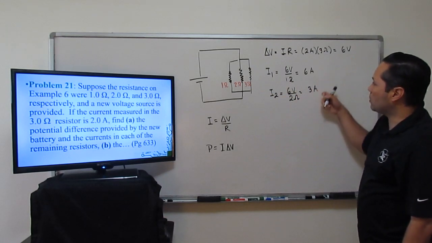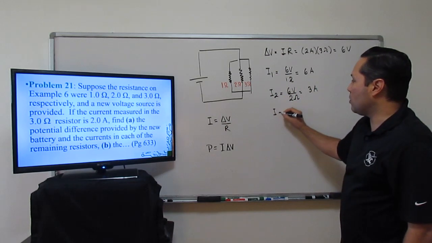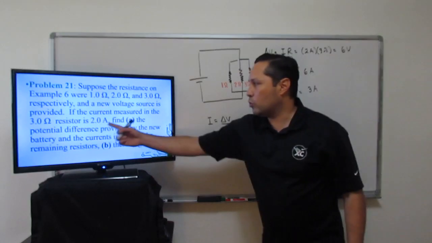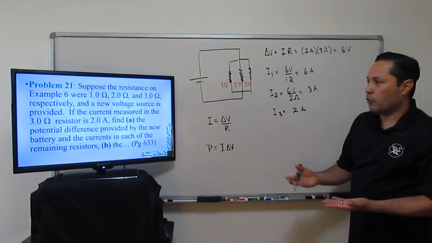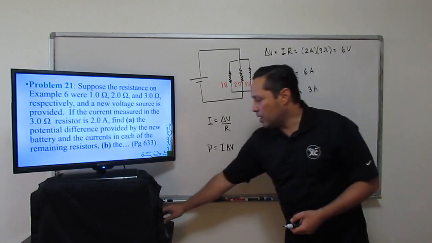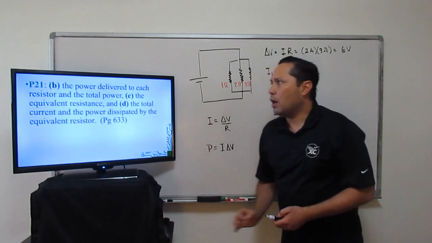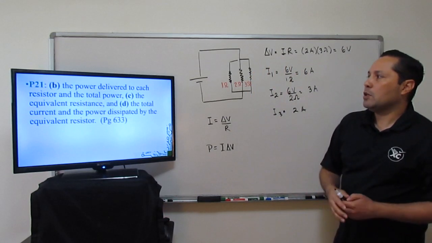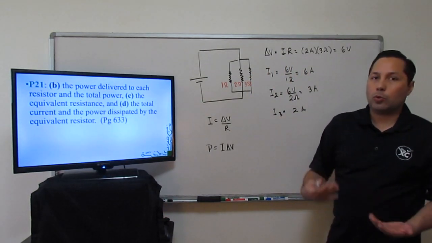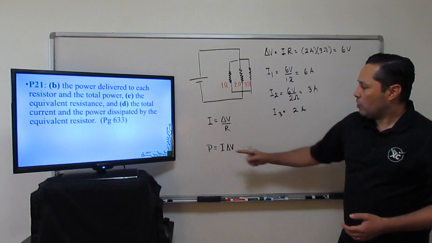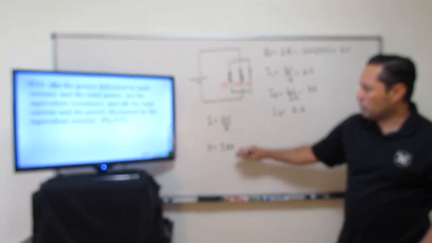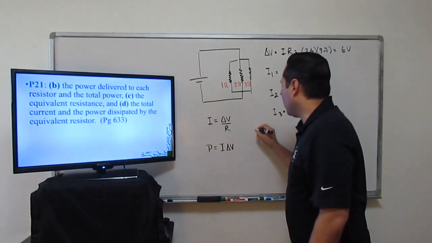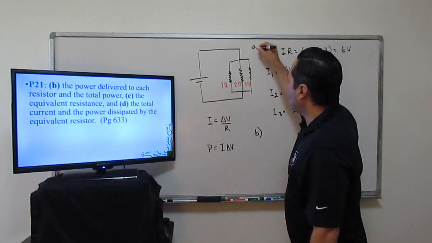So that'll be the current of the other ones, and again, number 3 was given to us to be 2 amps. All right, so that takes care of part A. In part B, they ask us to find the power delivered to each resistor and the total power. For power we have the current of each and we have the potential difference, so we're going to use this formula. This will be part B, this was part A.